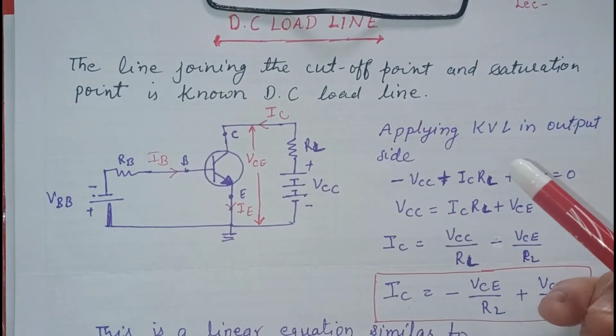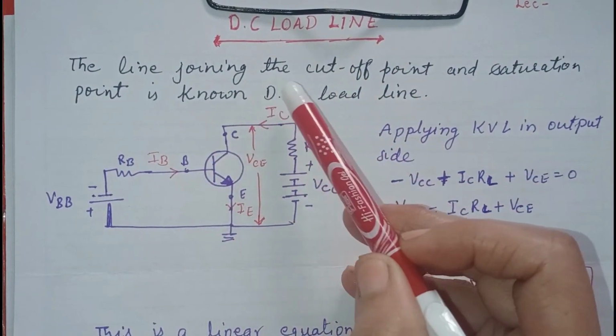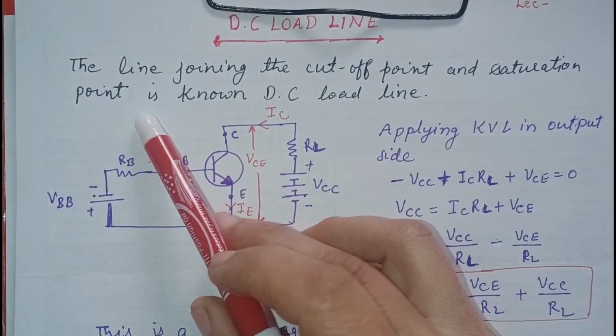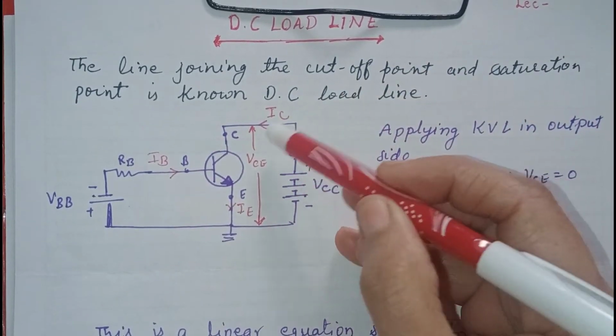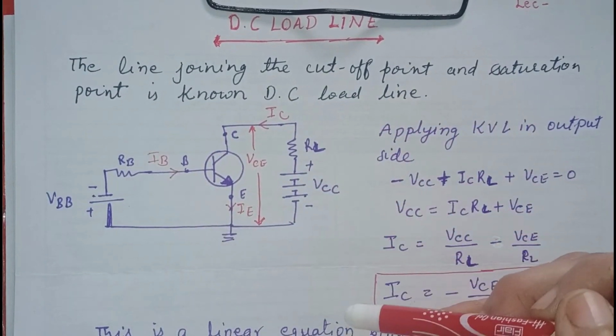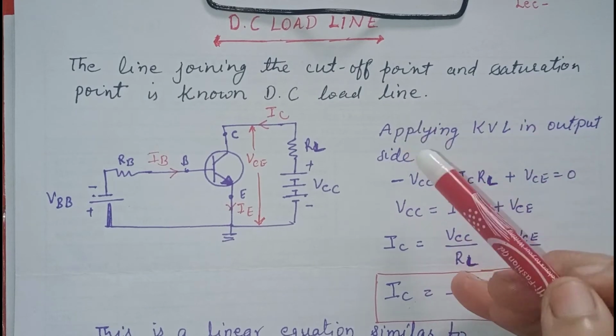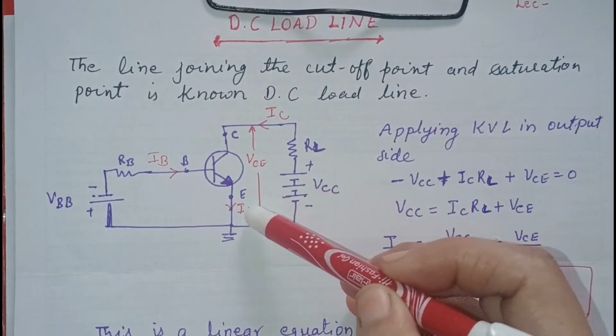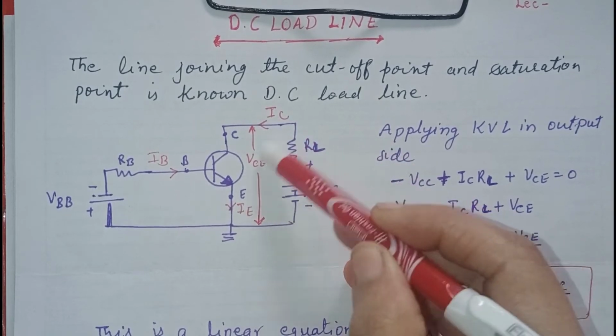So what is the DC load line? The DC load line is a line which joins the cut-off point and the saturation point. Now we will calculate the cut-off point and saturation point to draw the DC load line. To find them, first we will apply KVL in the output circuit.